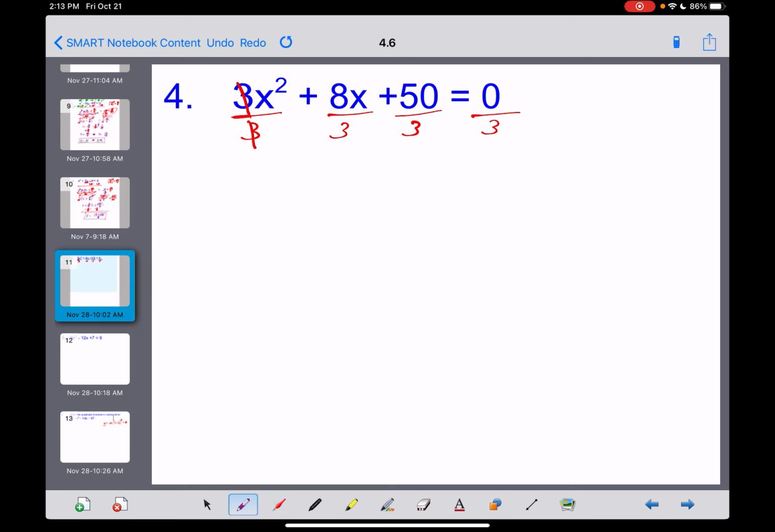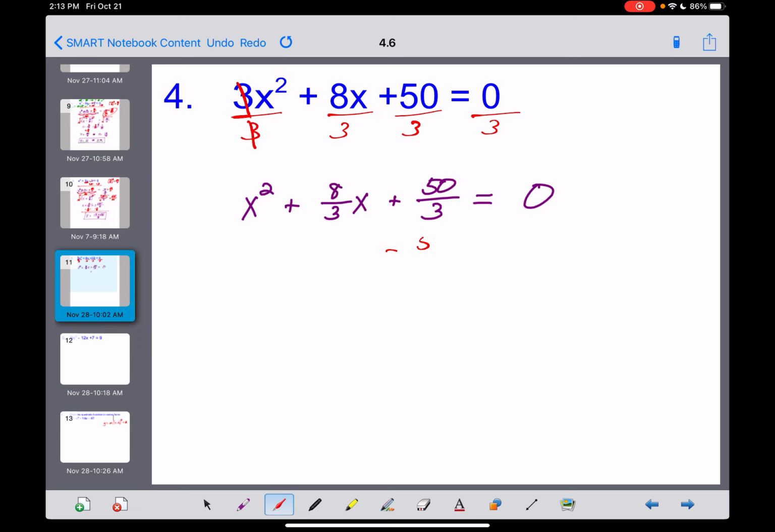Now, those 3's cancel. So we now have x squared plus, boy, I wasn't very nice to you guys at all when I wrote this problem, 8 doesn't divide evenly by 3. So you end up with 8/3 x. And then plus, 50 doesn't divide by 3 either. So plus 50/3 equals, and 0 divided by 3 is just 0. So now at least we have an a value of 1.